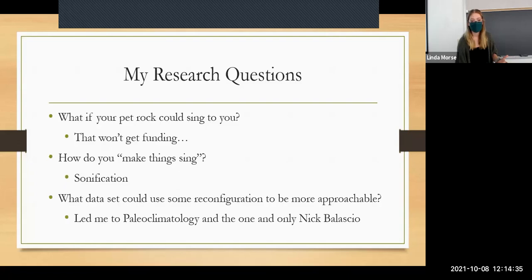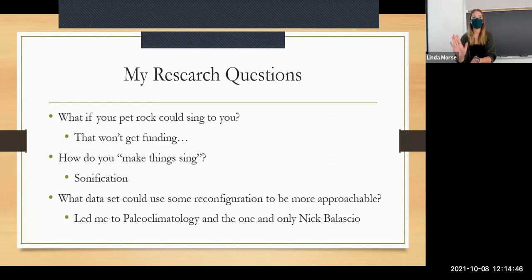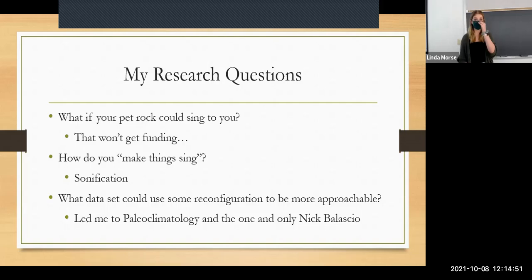what can I start to learn this field with? What data set is really unapproachable right now? And how can I use this to push my way into the door of sonification? So that led me to paleoclimatology, which if any of you have taken that class, you know there are some really wonky graphs in there. And it also led me to Nick Palacio, who helped me with my research this summer.